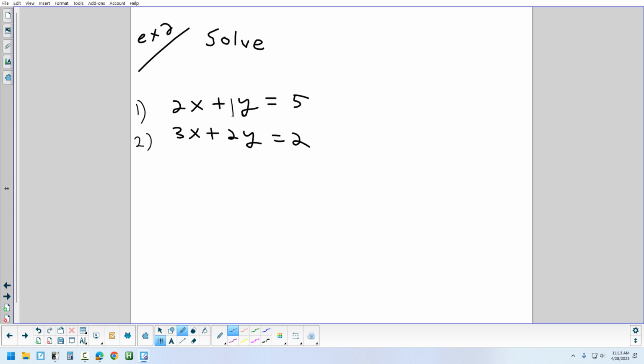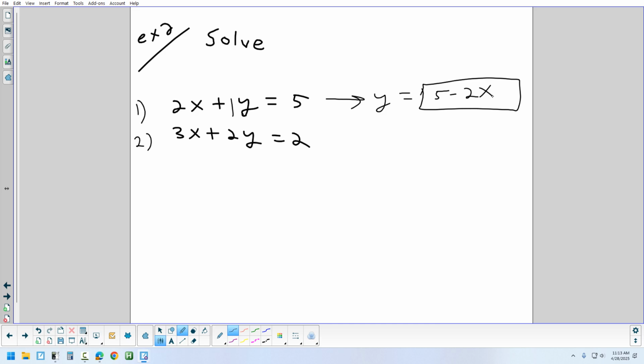Okay. So if we solve this top equation for y, can anybody tell me? It doesn't have to be in a certain order. However you get y by itself is fine. 5 minus 2x. Yep, 5 minus 2x. If we were thinking of graphing this, then we would want y equals mx plus b. But we're not graphing. So we got y by itself at the top.